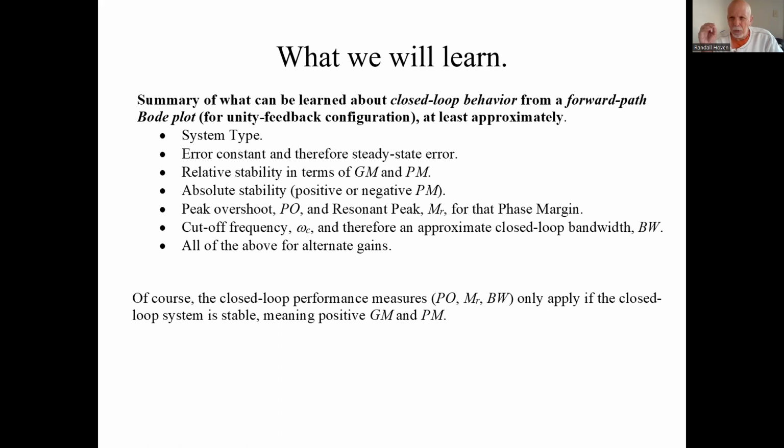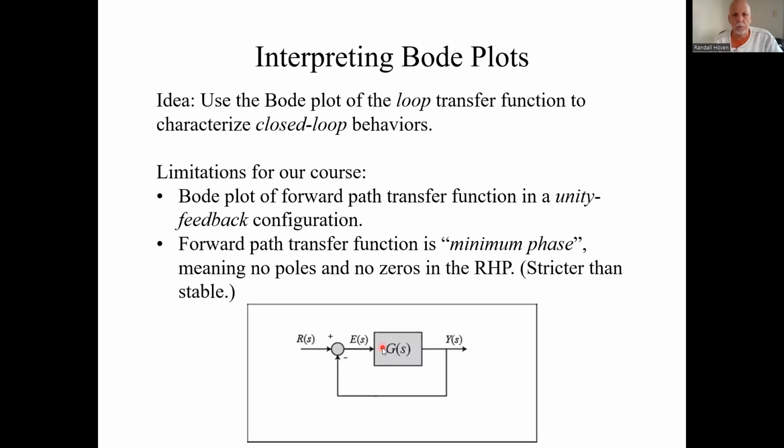Relative stability is kind of like how close to being unstable is it? It's more of a quantitative measure, not just simply a yes or no, it's stable or it's not stable. The peak overshoot, which was another time domain spec, and also the resonant peak, which is sort of a peak overshoot in the frequency domain. We'll talk about that later. The bandwidth of the system, which is a frequency domain spec. And all of the above, we can do for alternate gains. That is, if we put some constant gain in front of this G here, we can determine what it would do to all those performance specs, all using the Bode plot.